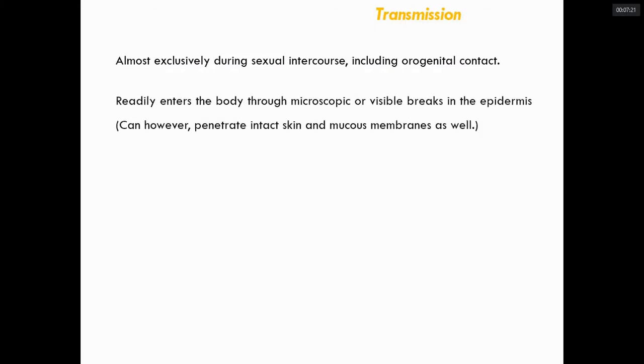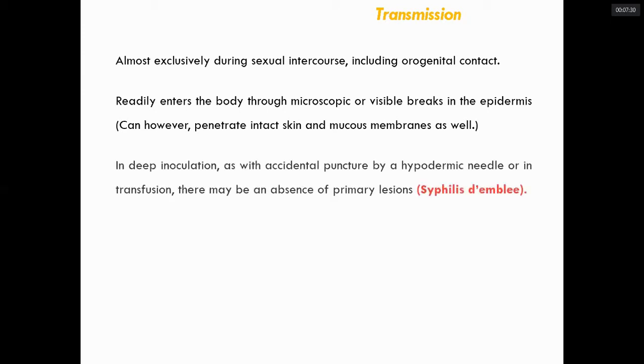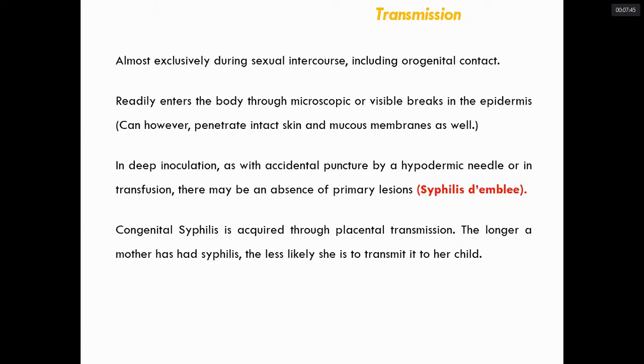Now the transmission is almost always during sexual intercourse or genital contact, and these spirochetes enter the body through breaks in the epidermis, as skin or mucous membrane. However, sometimes in deep inoculation, like accidental puncture by a needle or in transfusion, there is absence of a primary lesion, which is called syphilis d'emblée. And congenital syphilis is acquired through placental transmission, that is vertical transmission. And the longer the mother has had syphilis, the less likely it is to transmit to her child.